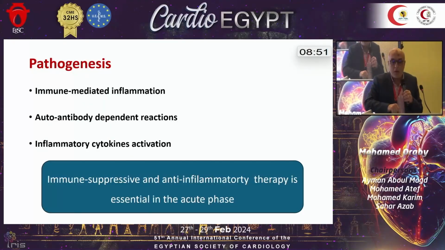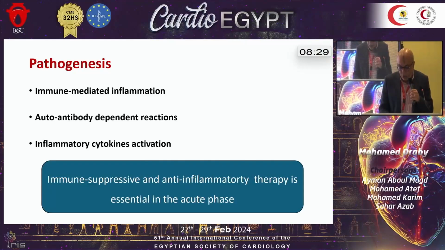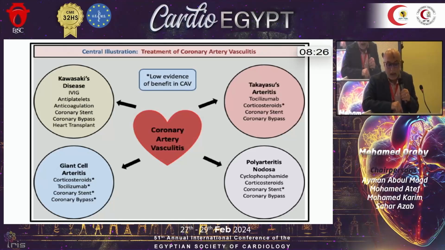The pathogenesis of coronary vasculitis is characterized mainly by immune-mediated inflammation, autoantibody-dependent reactions, and inflammatory cytokine activation. It looks plausible that the use of immunosuppressive and anti-inflammatory agents in such a situation will be helpful and will be the cornerstone of treatment. As I have said, we have no randomized controlled trials. All we have are case series and small descriptive studies.